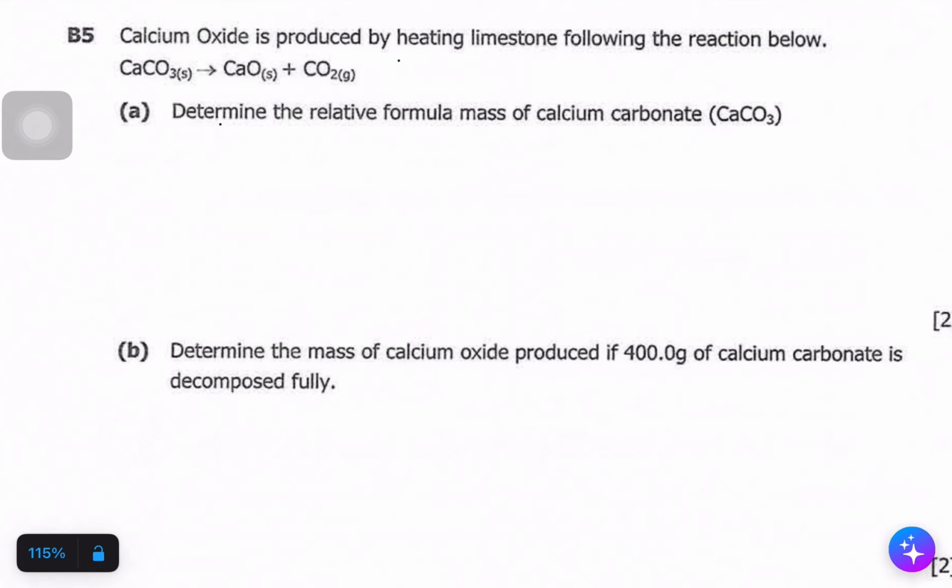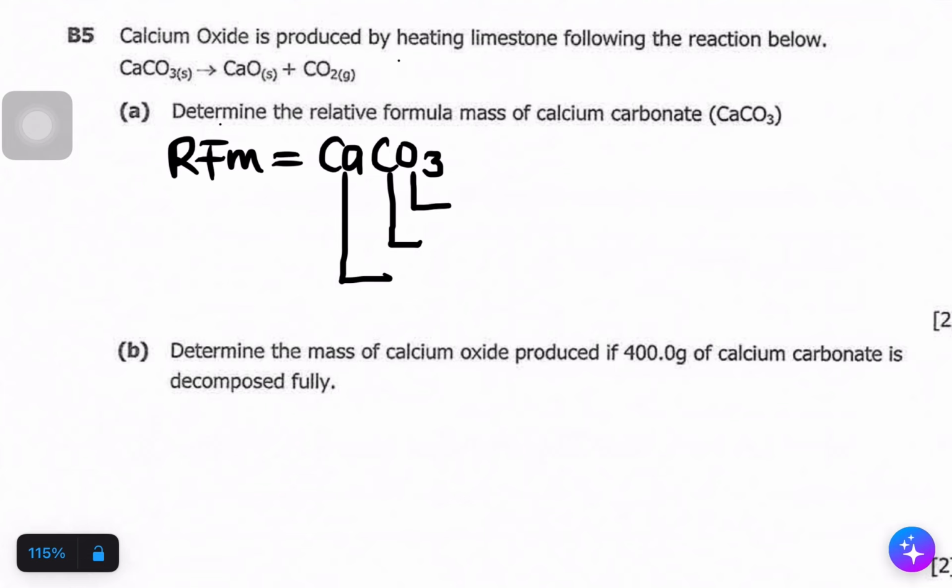So when you're determining the relative formula mass, RFM, we take the given compound, calcium carbonate, and look at the mass numbers for calcium, carbon, and oxygen. Calcium has the mass number of 40 on the periodic table. So we say 40 times the calcium present, which is 1, so what you have is 40.